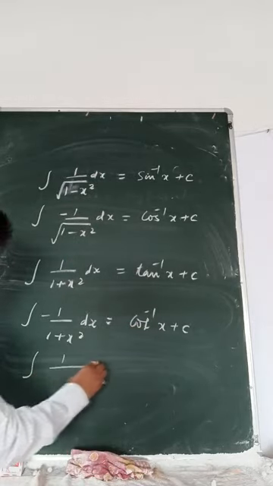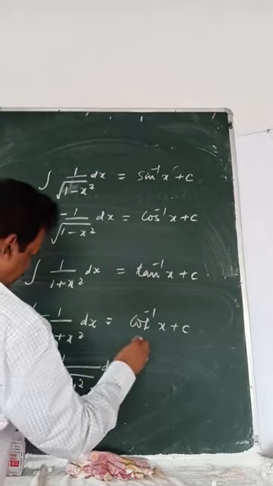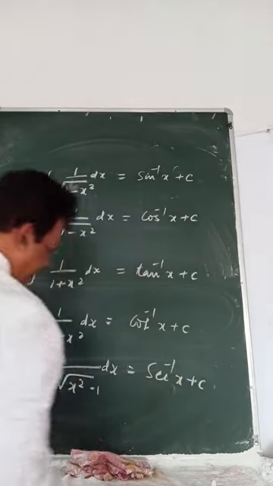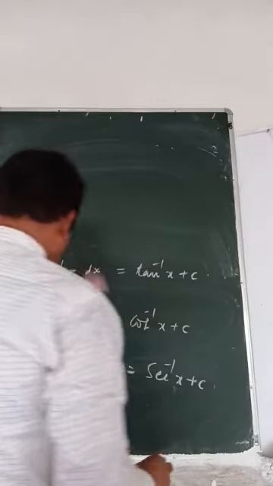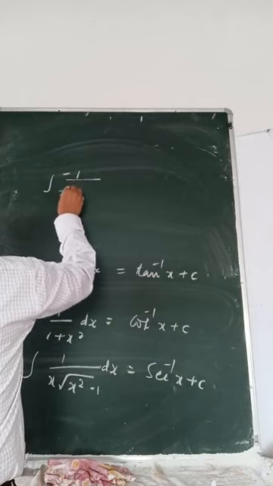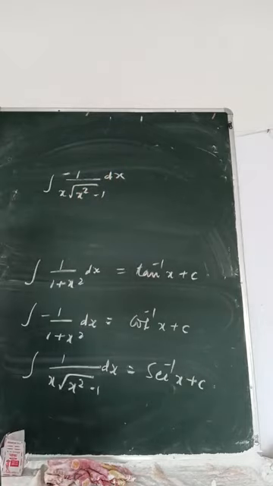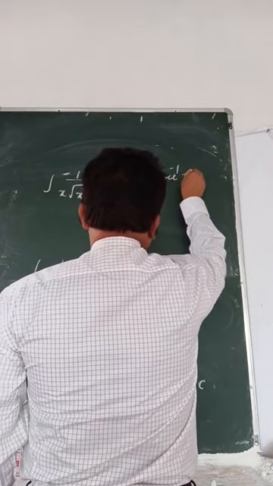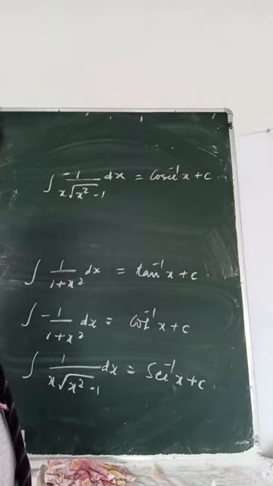Integration of 1 by x root over of x square minus 1 is sec inverse x plus c. Integration of minus 1 by x root over of x square minus 1, minus is here, so cosec inverse x plus c. Okay, I think everything we have done.